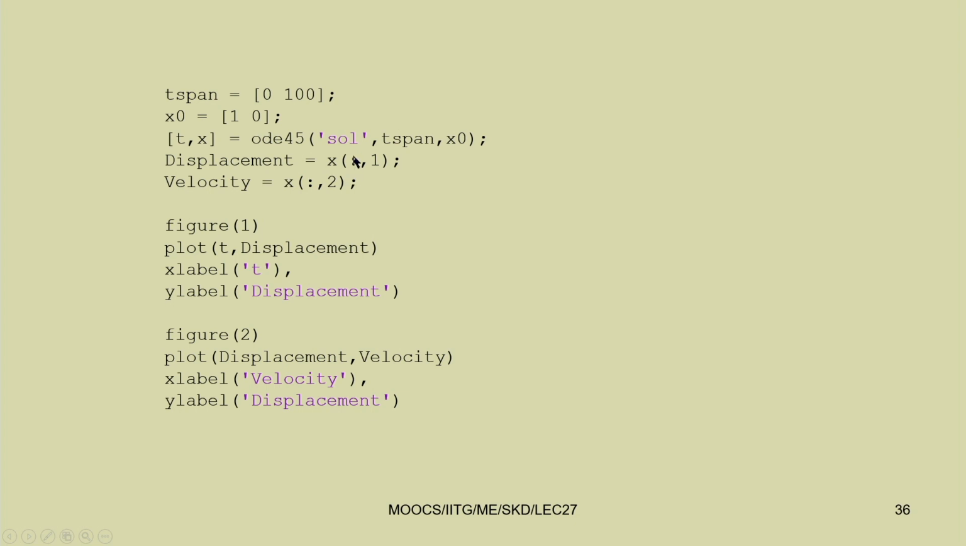So the displacement can be stored in this x column 1, and the velocity is stored in column 2 of the x. You can plot using the plot t command for displacement. This way, or for the phase portrait, you can plot velocity and displacement. Here it is written slightly wrongly: the y label is velocity and the x label is displacement. You can plot this way.